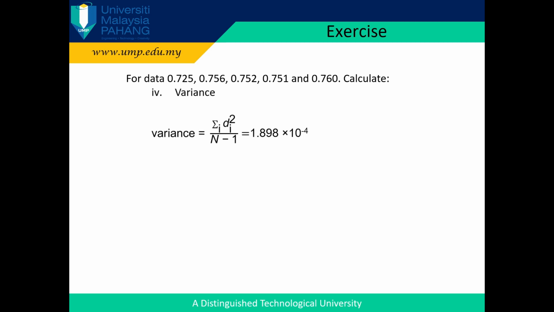For variance, you need to use the equation given, insert the deviation value, square, divided by n minus 1. We know that deviation equation is xi minus mean. Then you will get 1.898 times 10 to the power of negative 4. Relative standard deviation. Relative standard deviation is equal to standard deviation divided by mean. Then you will get 0.019.